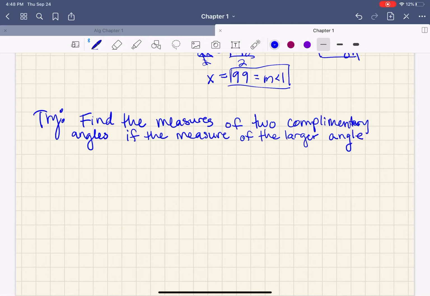What the heck? Is 12 more than twice the measure of the smaller angle.